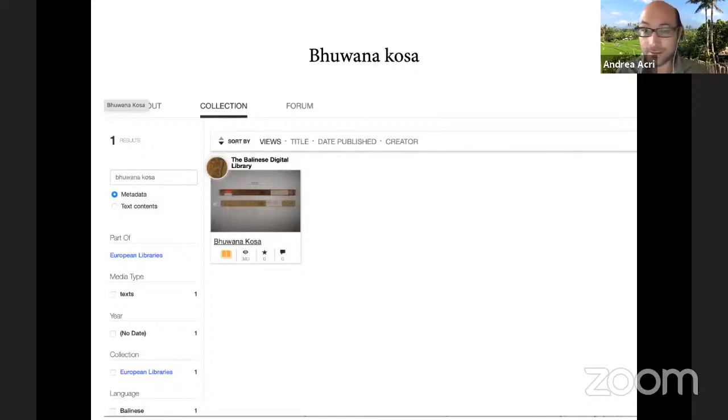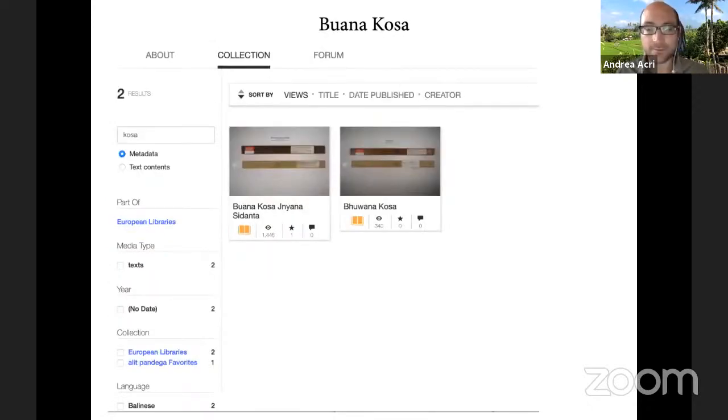And it is indeed found, there are different spellings. For example, if I search Kosa, I have two matches. One is the same text, but it's written differently, Buana, B-U-A-N-A, and Kosa, and Jnana Siddhanta, an alternative title. So you see, also concerning the other metadata, it's not very well done, I think.